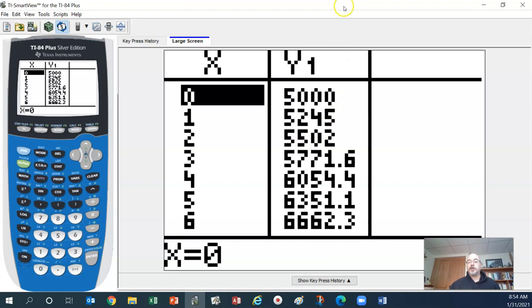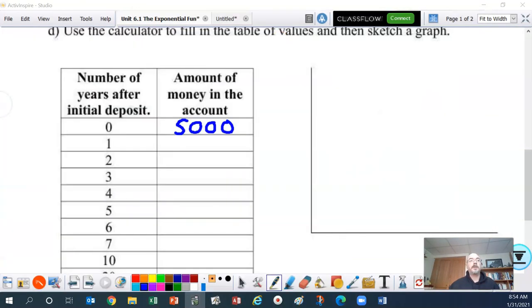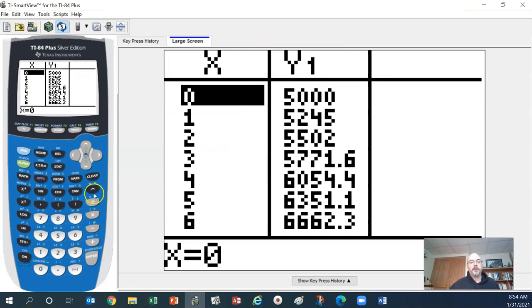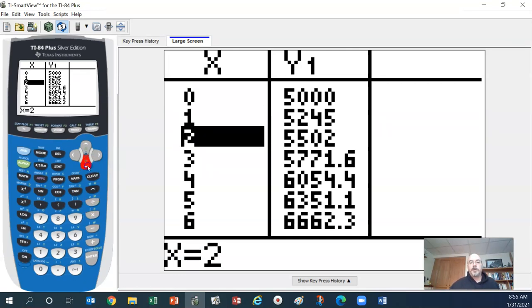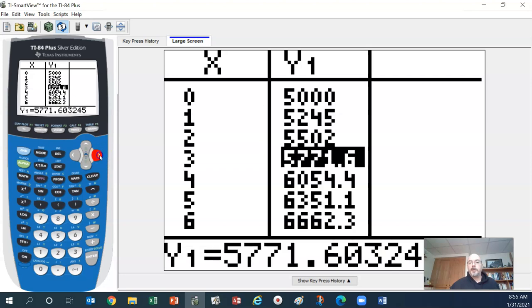So what I'm going to do, ladies and gentlemen, is I'm going to put this on over here, and I'm going to fill in this table. So 1 year, you're going to have $5,245. Okay, after 2 years, you're going to have $5,502. 3 years. Okay, now let me show you here. Let me bring this back over here, folks. So let me go down to 3 years, and I'm going to go over. So see how I went over and now I'm on top of the $5,771?